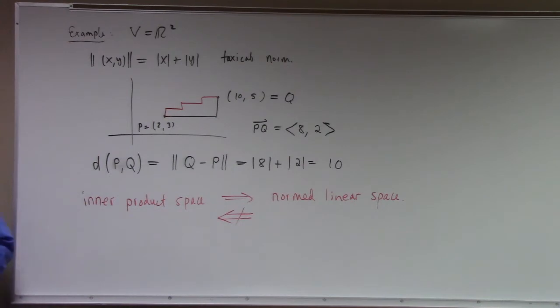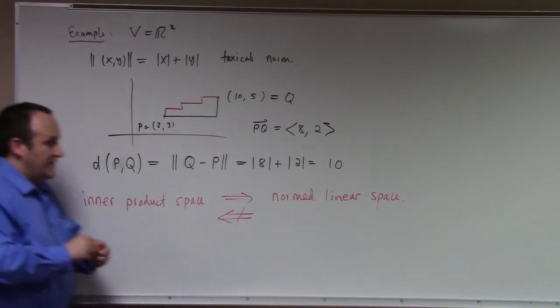It's often true, though. Most examples, it's true. Often it is the case that if you give it a norm, you can build an inner product from it. There is a way that you can do it, but that construction fails for the taxicab norm.